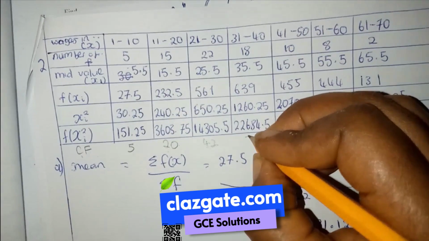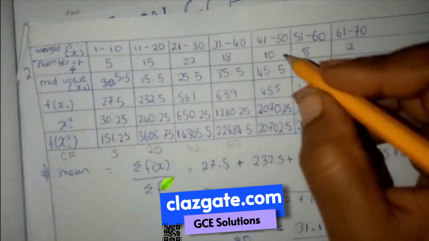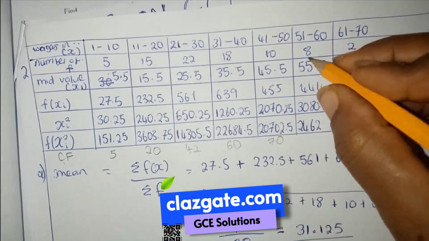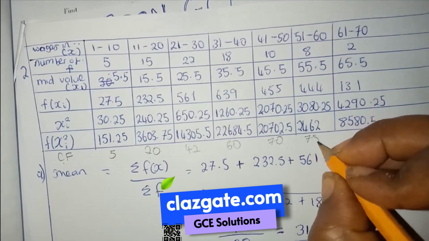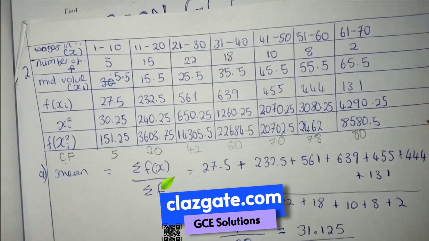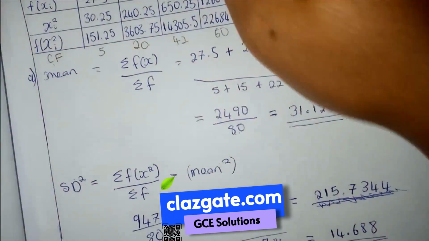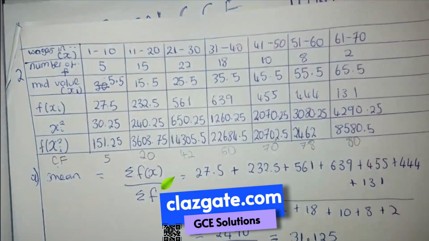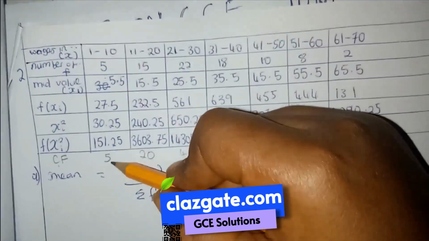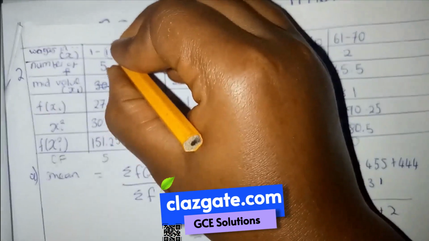18 plus 42 is 60. 10 plus 60 gives us 70. 8 plus 70, 78. And 2 plus 78 is 80. Okay, so these are cumulative frequency. And what we are going to do is we are going to be plotting the wages against the cumulative frequency. And by wages, we are going to be plotting these values.